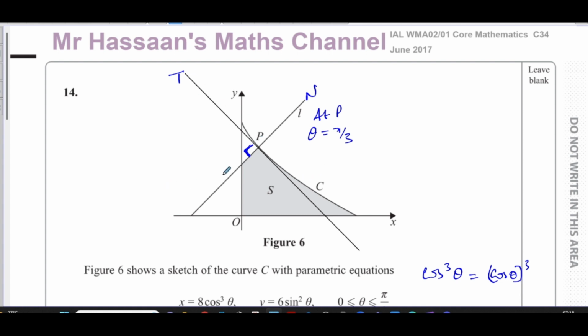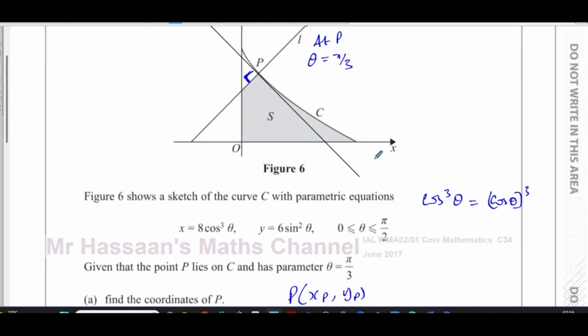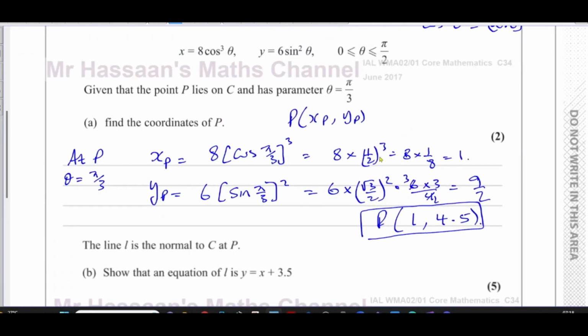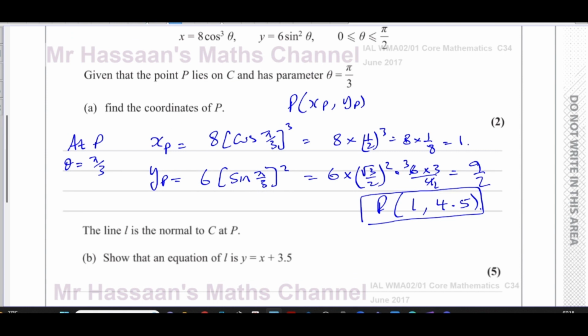So if we can find the gradient of the curve at the point P, then the normal will have a gradient which is the negative reciprocal of that. And if we know that, we can then find the equation of the normal. So what we need to do first is find dy/dx.